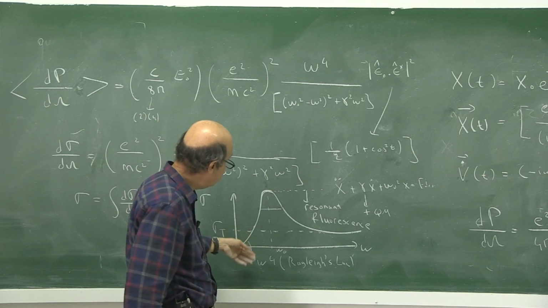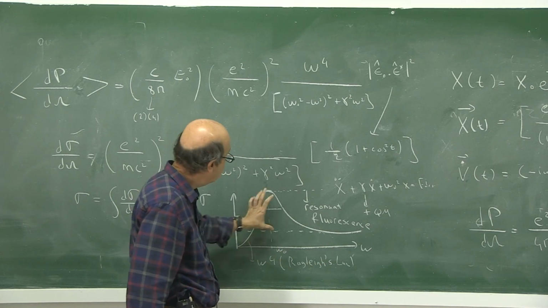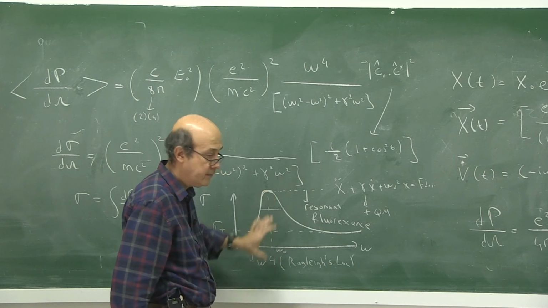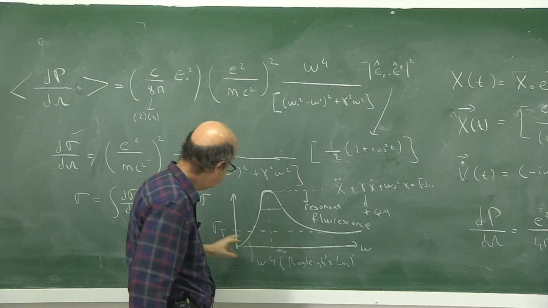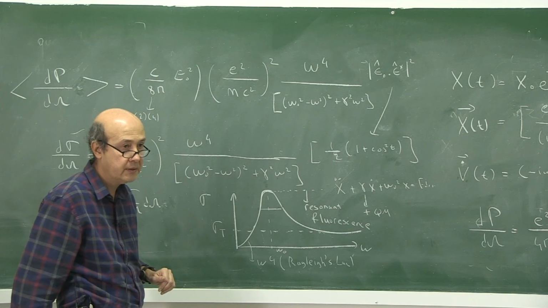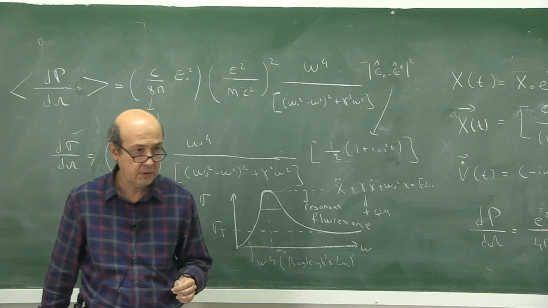And this is very nice because at low frequency it explains the Rayleigh scattering, and here is the resonance absorption and re-emission, and at high frequencies it behaves as the Thomson scattering cross section. So that's all of the course. The course is over.